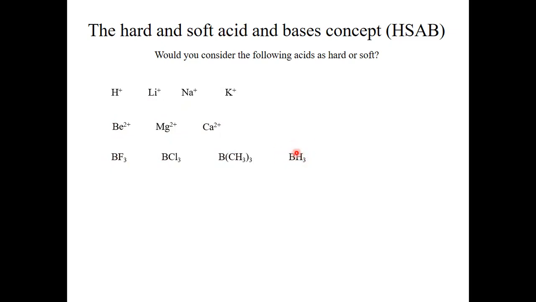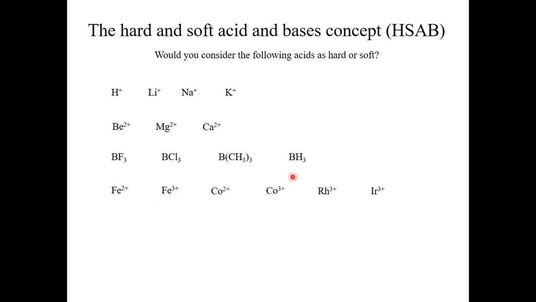So BH3 acts more like a soft acid in that attribute to the hydridic character of the hydrogen. But the other three tend to be on the hard side, the BF3 to be the hardest because the boron is bound to the most electronegative atom, which is the fluorine. Then the chlorine is less electronegative than the fluorine. So we have, well, more electron density on the boron. Then for the CH3 group, we have a positive inductive effect on the boron, which makes boron even larger.